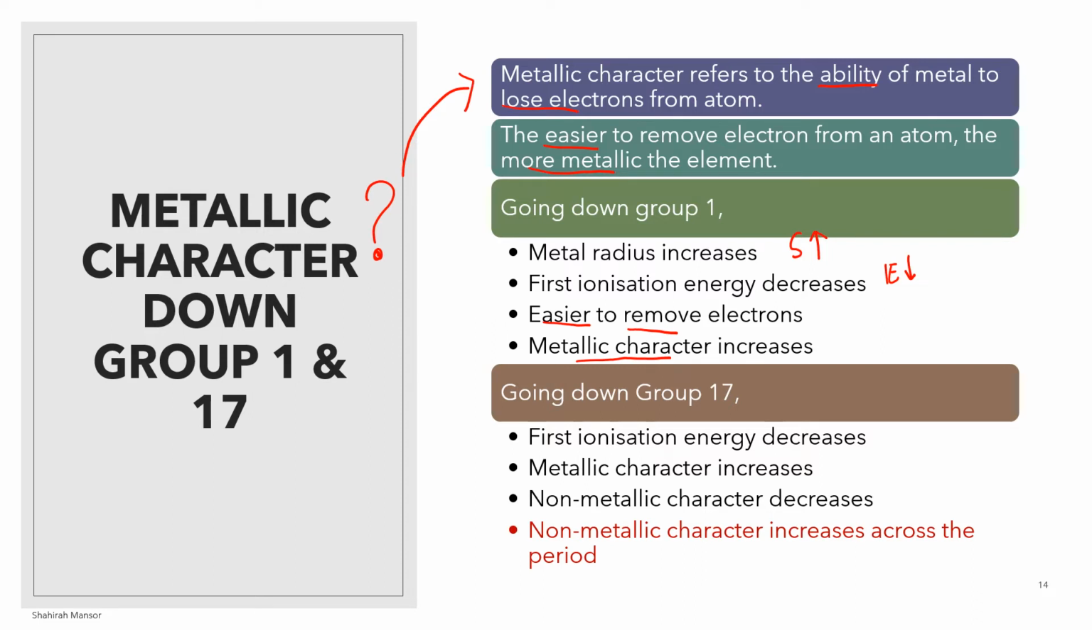But untuk group 17 ini, kita ada satu lagi terms iaitu non-metallic character. Okay, so non-metallic character will increase across the period. Tetapi non-metallic character will decrease apabila kita menuruni kumpulan.